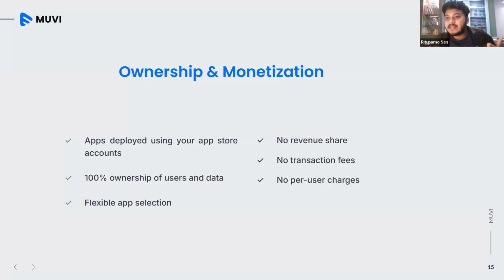You may feel that we need some Fire OS TV today, and after 6 months, you realize that okay, after Fire TV, we can start for Roku also, or we can start for Samsung TVs also. We are going to start support for LG TVs. So this flexibility is always a core USP of Muvi One. So we always believe in transparency. There is no revenue share, no transaction fees, no per user charges. These are all core philosophies of Muvi as a product-based company.